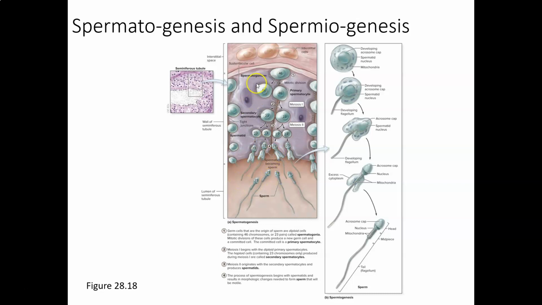You can see a big cell here that's supporting spermatogenesis, which is the name of this process. That cell is called the sustentacular cell, and in your lab exercise it's called the Sertoli cell. A lot of these cells have different nomenclature, different names.